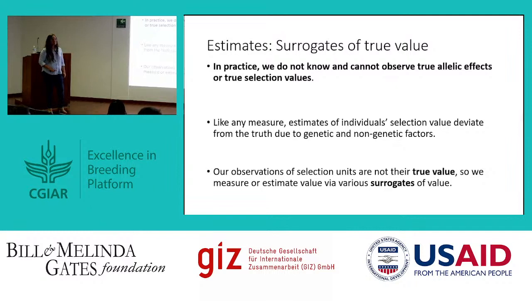And like any measure, those estimates of the individual's selection value deviate from the truth due to both genetic and non-genetic factors. I'm not going to go into too much detail about how to separate these. Christian will give a very detailed presentation on how to optimally do that. Our observations of selection units are not their true value. So we measure, estimate, and we're going to call those surrogates of value. Okay, that's the word we've chosen.